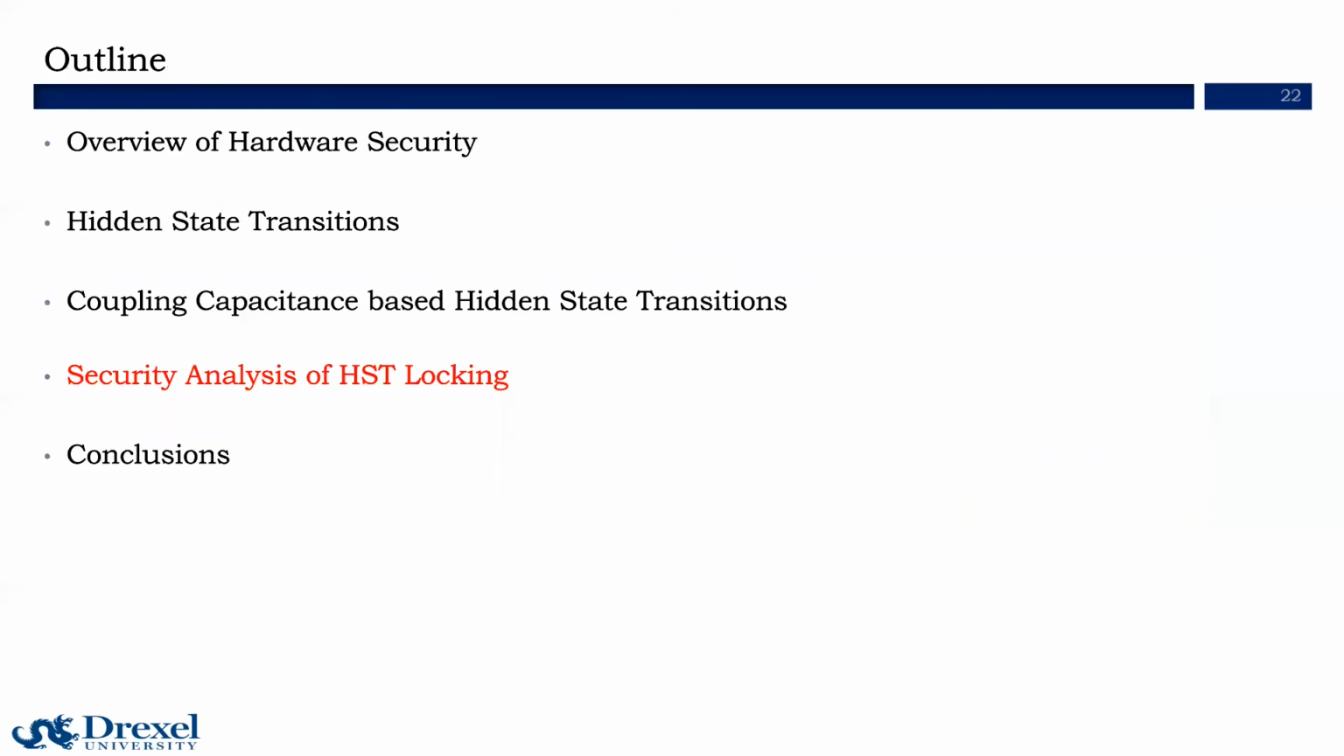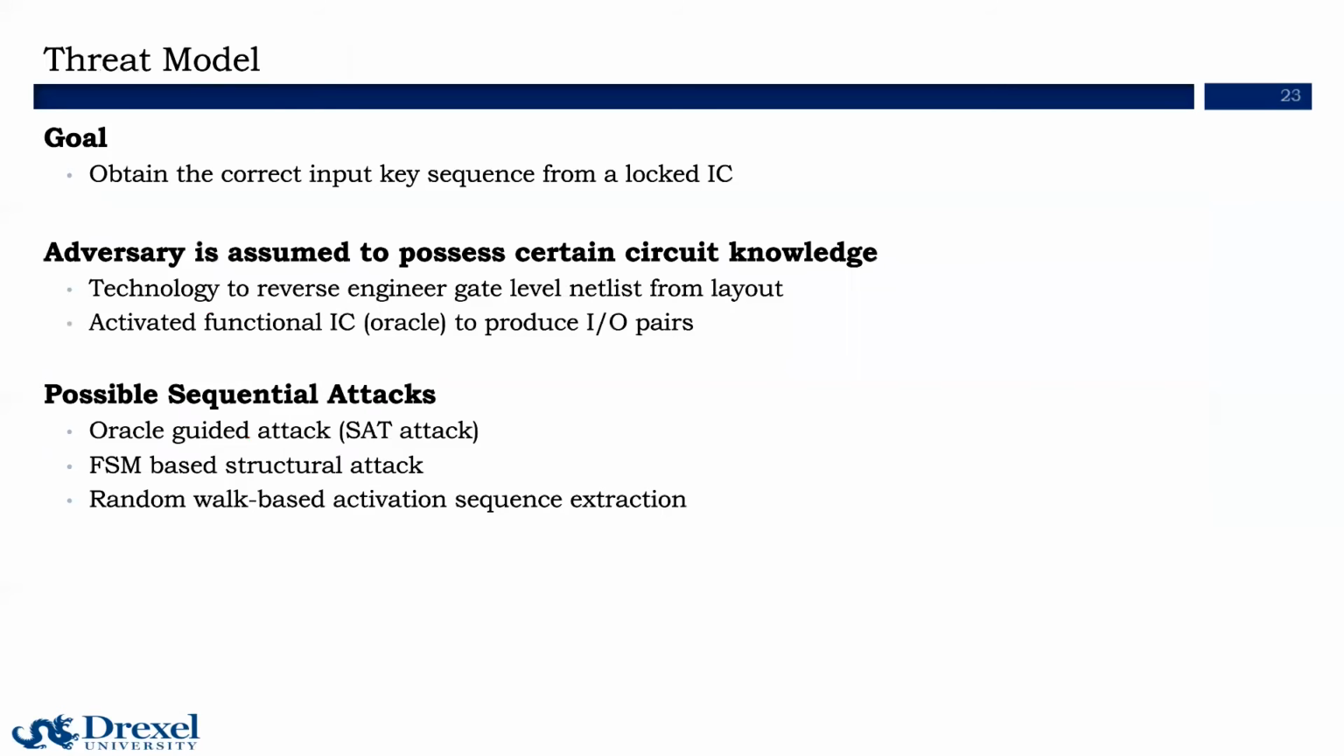Next, we discuss the security of the obfuscation technique. Let's consider a threat model where the adversary's goal is to obtain the correct input key sequence from a locked IC. The adversary has access to a reverse engineered gate level netlist and an activated functional IC, also referred to as an oracle. In such a case, the three possible sequential attacks are the oracle-guided or SAT attack, the FSM-based structural attack, or random walk-based activation sequence extraction.